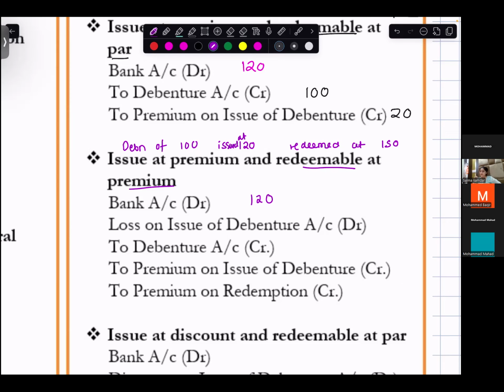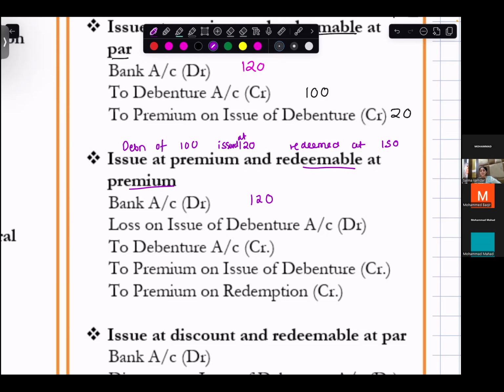Again, how much did you receive? 120. How much are you going to pay back? 150. So there is a loss of how much? 30. You're going to pay more money, right? Around 30 more. So loss on issue is how much? 30. Loss on issue is 30.